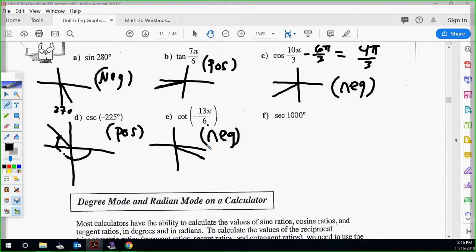And then secant of 1,000. I would just subtract 720 from that. Take 2 rotations out, 360 times 2, right? 280. So I'm at 280, so I'm just slightly past 270, so I'm still in quadrant 4. Secant goes with cosine, so I am positive there.